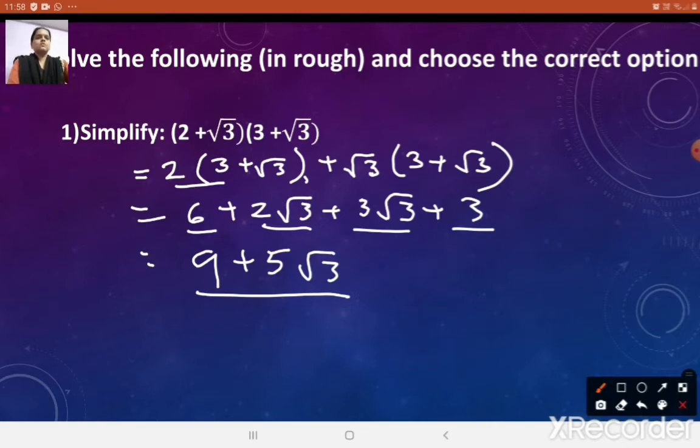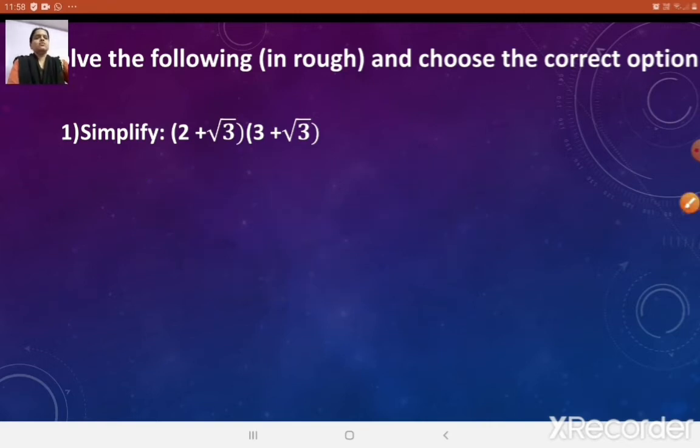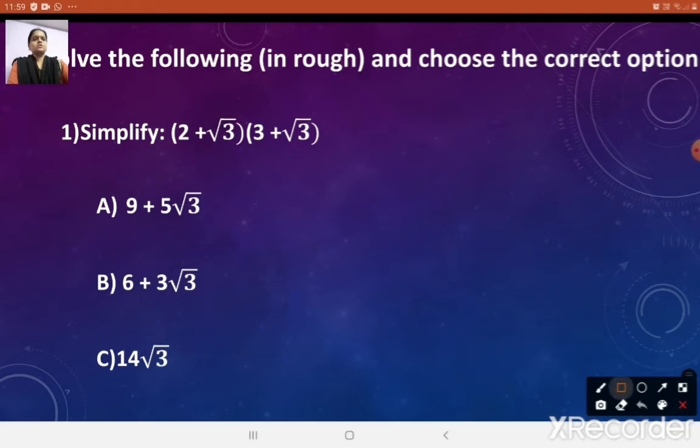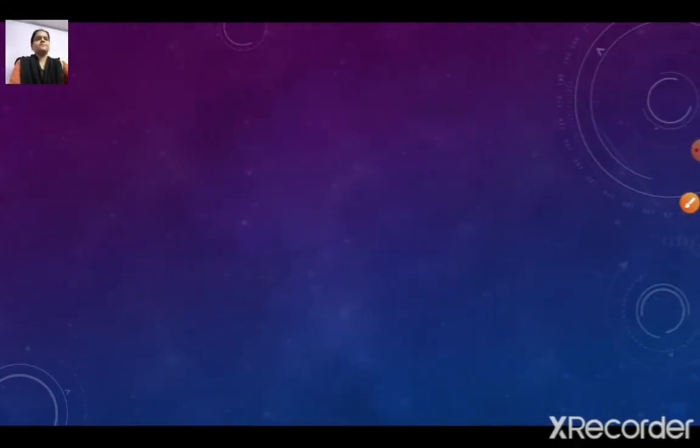But in the exam, what will they give you? They will give you the options. You have to click the correct option. What will be your correct option? Your correct option is 9 plus 5 root 3. Please don't add 9 plus 5 as 14 and choose it as option C. That is wrong. So your answer is 9 plus 5 root 3. Let us see the next sum.